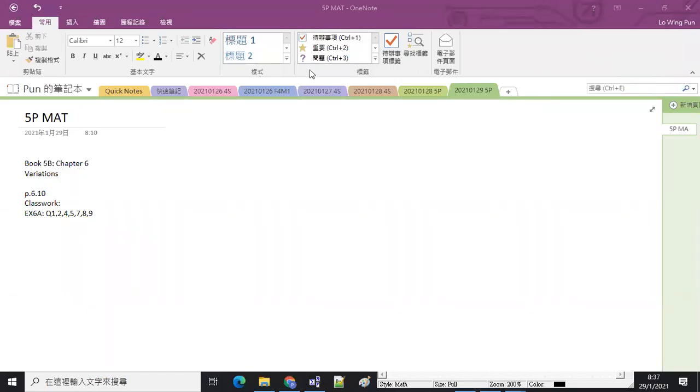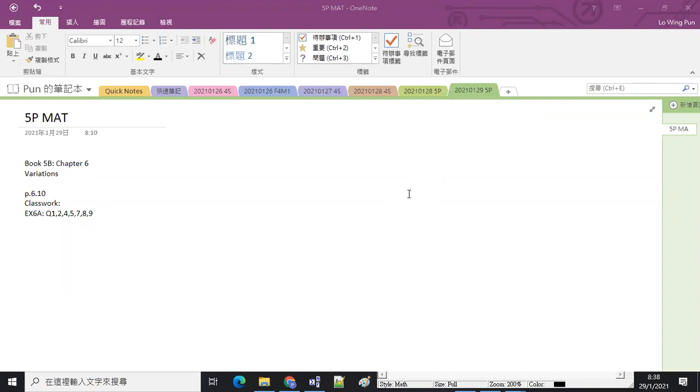So yesterday we started chapter 6, which is about variations. Variations is about proportional, directly proportional, or inversely proportional. That is what we learned in primary school. 正比例、反比例，得唔得？ There are two types: the direct variation and inverse variation.